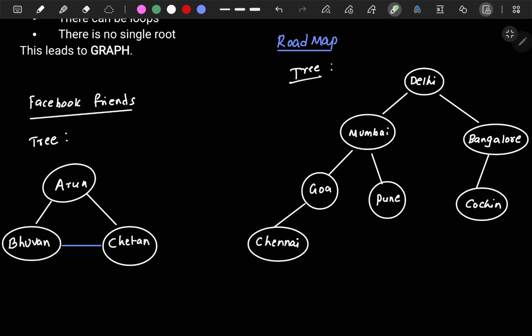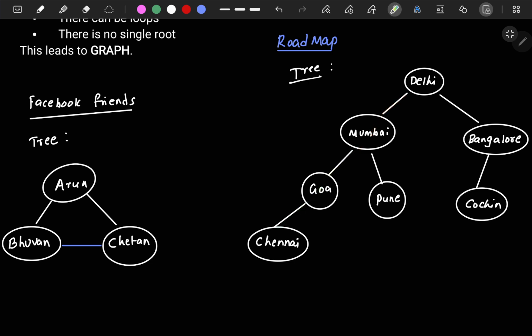Is there any other path or any other route to go from Delhi to Chennai? Let's observe. If I start my journey from Delhi to Bangalore and from Bangalore to Cochin, you can't reach Chennai. If I start from Delhi to Mumbai, then Mumbai to Pune, no, not possible. Then what is the reason? Now you can clearly see there is only one pathway to reach Chennai.